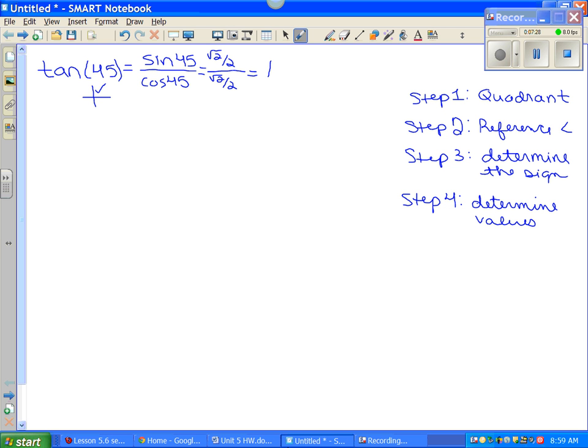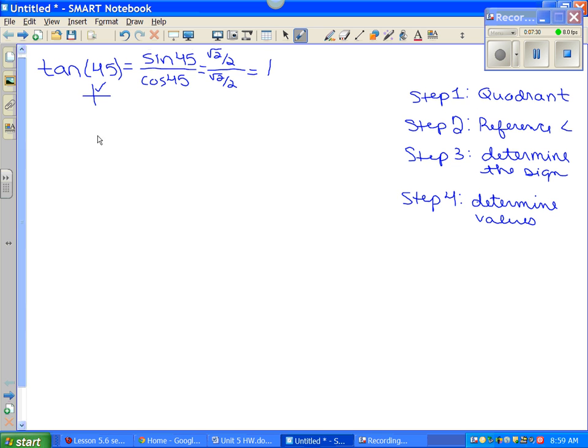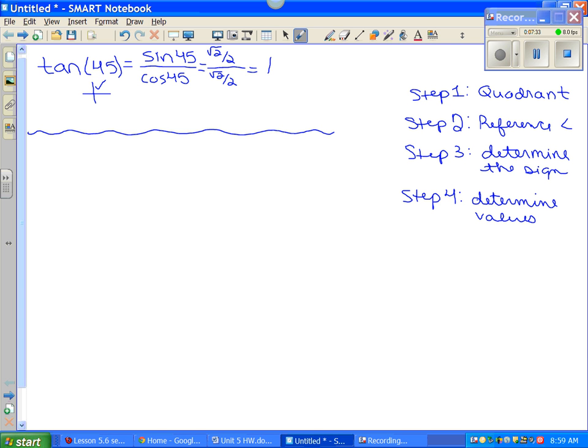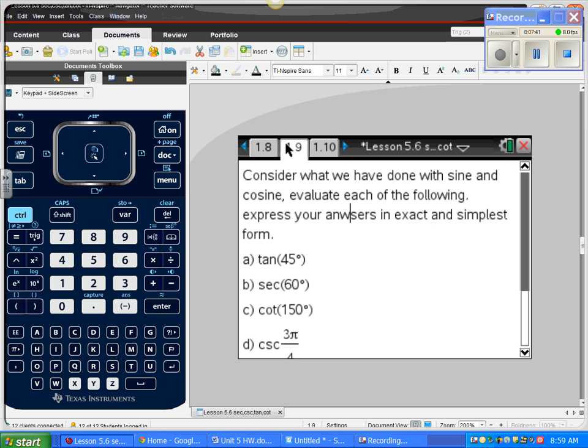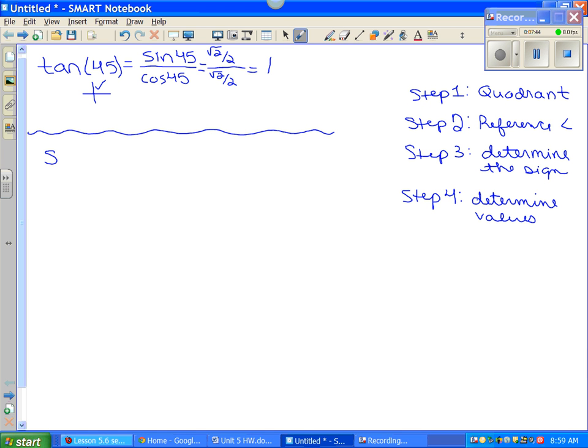That's not bad, right? That's an easy one. Second one is secant at 60. Okay, first step, quadrant. First quadrant. So I know my answer is going to be positive. Yeah, so in the first quadrant, everything's positive. Second step, reference angle. 60. It's already the reference angle, right?